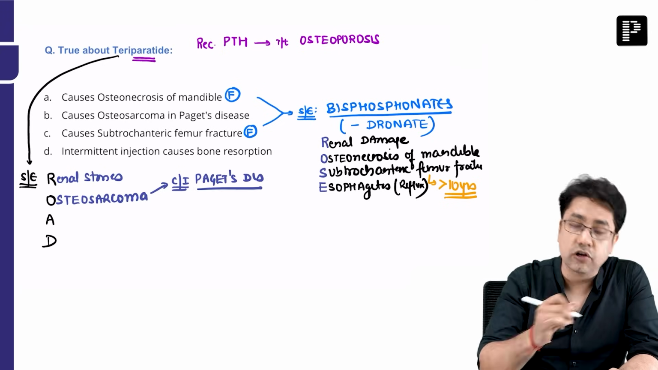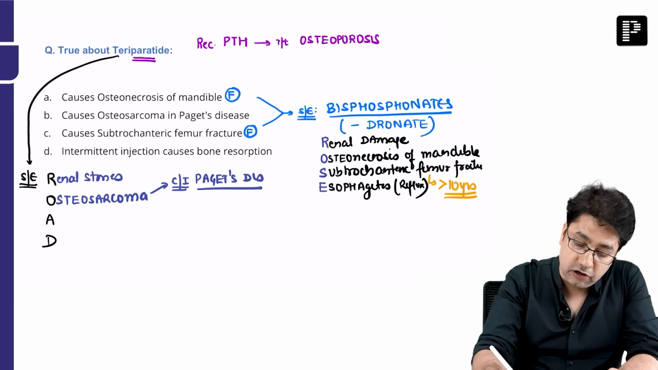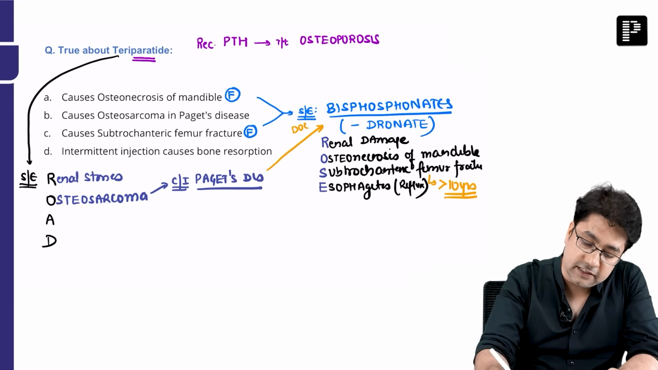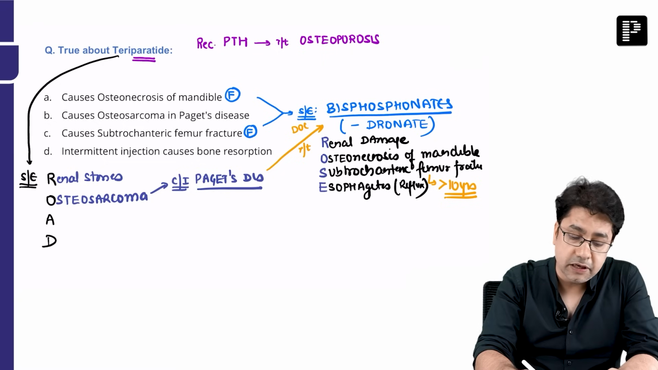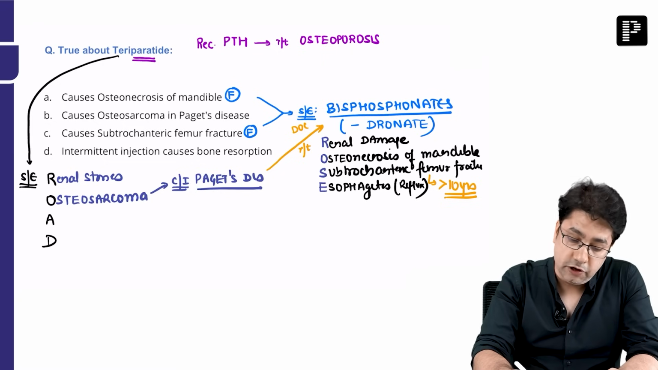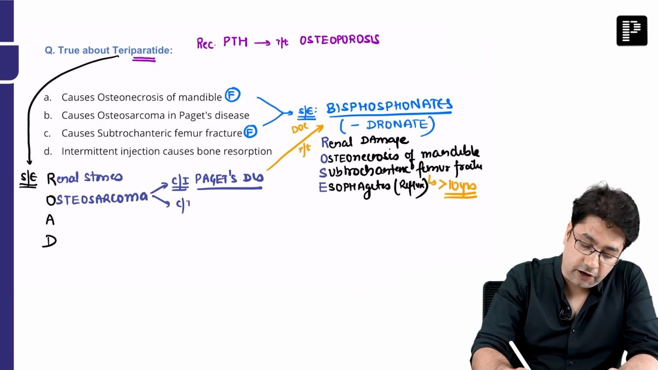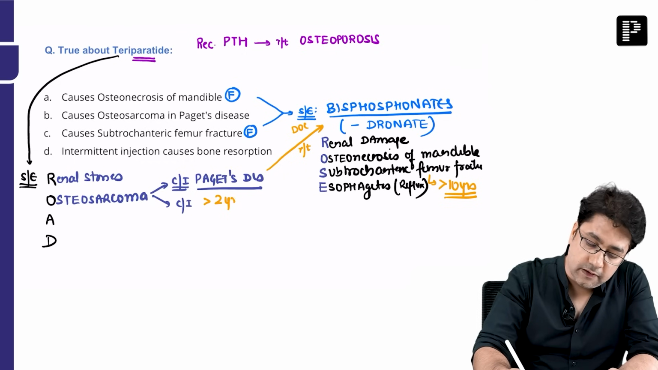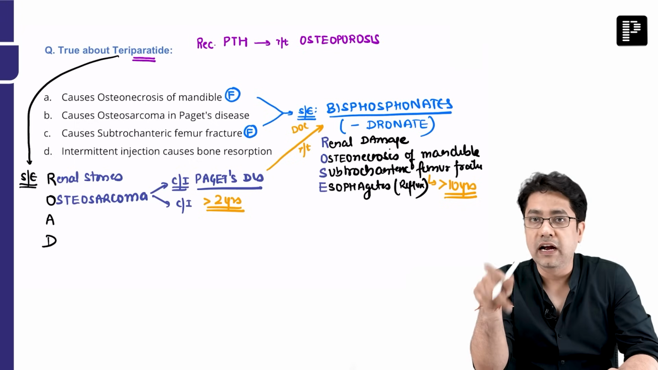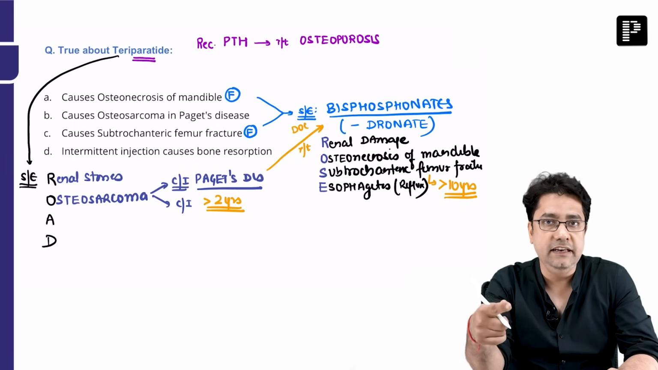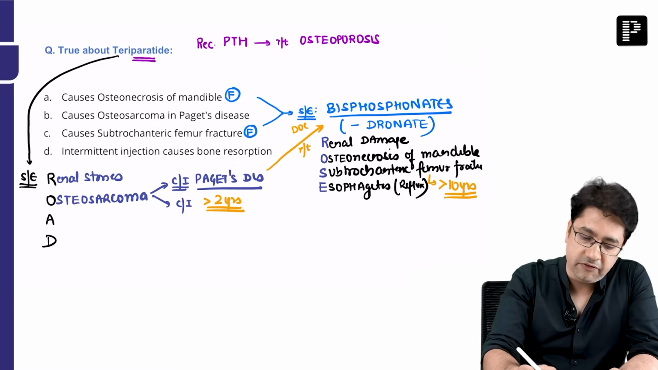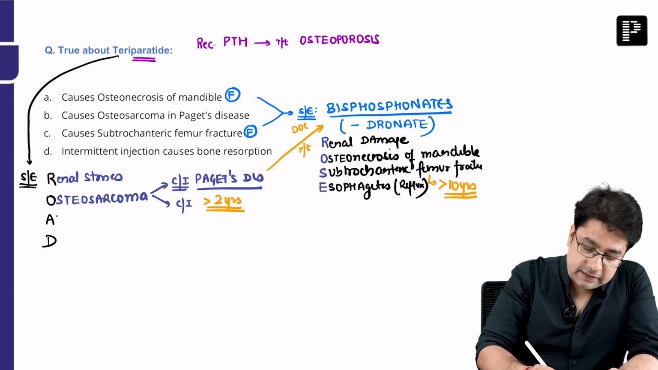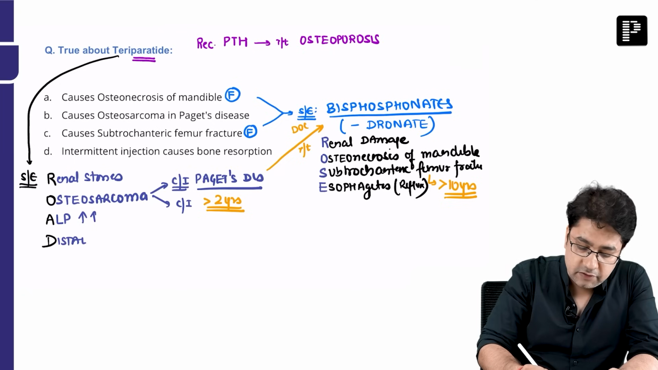So, which is the drug of choice for Paget's disease? Remember, the drug of choice for the treatment of Paget's disease is bisphosphonate. And because of the risk of osteosarcoma, teriparatide is contraindicated beyond 2 years of use. We don't give teriparatide beyond 2 years, and we don't give bisphosphonate beyond 10 years because of subtrochanteric femur fracture. Teriparatide increases ALP levels in bone, alkaline phosphatase, and it increases the risk of distal radial fractures.